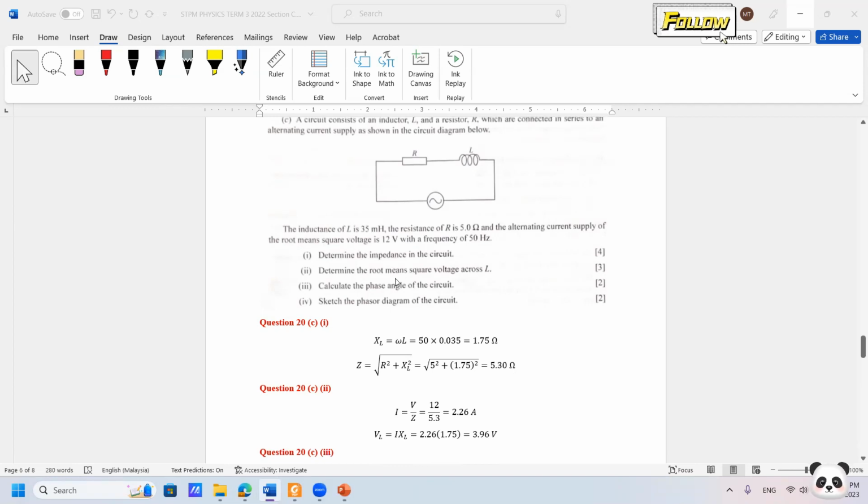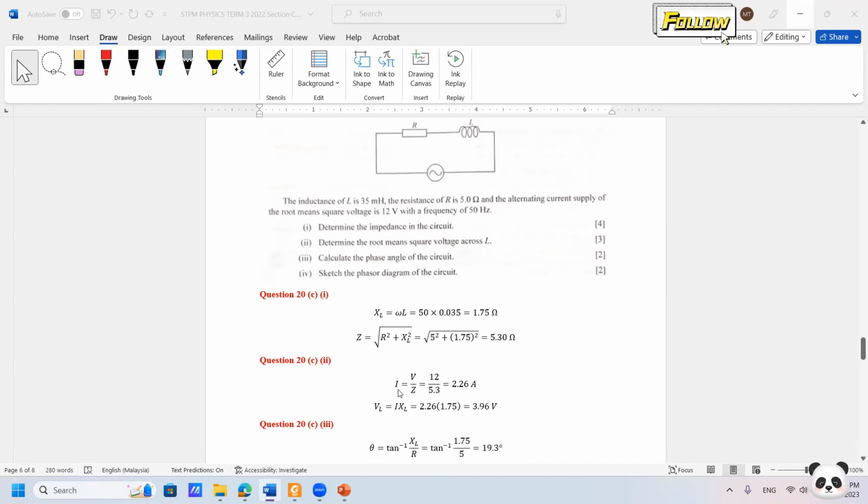The second question is about the root mean square of the voltage across L. We can apply V equal to IZ to obtain the current in the circuit is 2.26 ampere. And then we apply V equal to IX to obtain the voltage is equal to 3.96 volt. The question gives you the root mean square voltage, so we do not need to convert the value here, as the answer should also be in root mean square already.